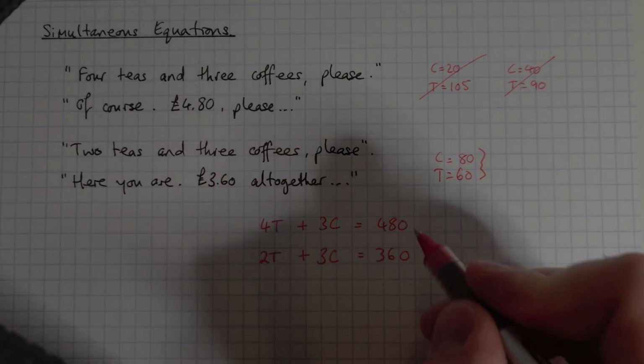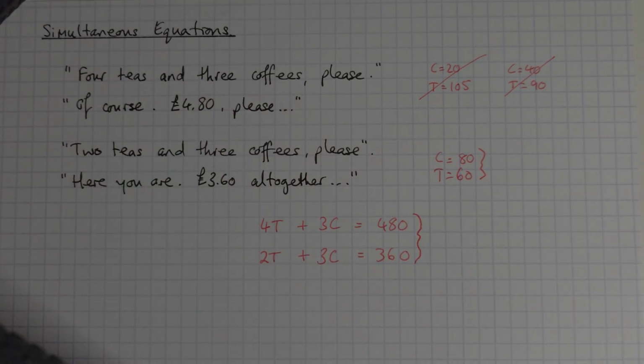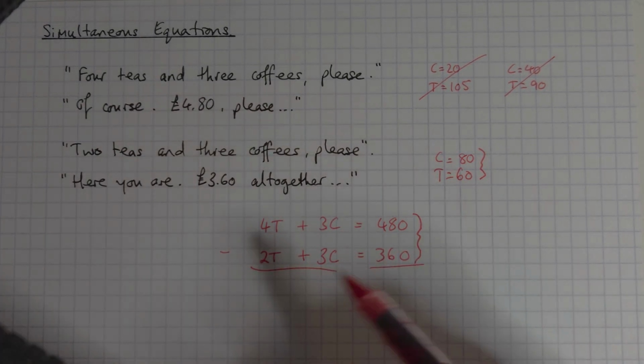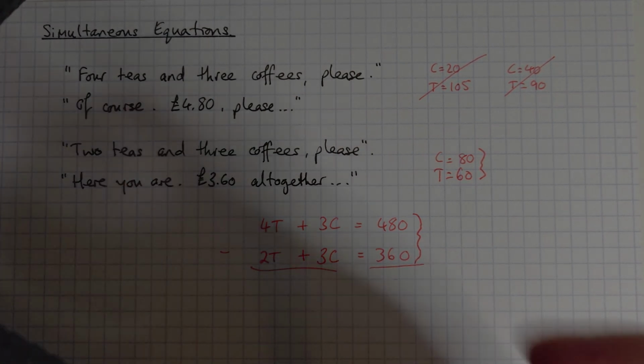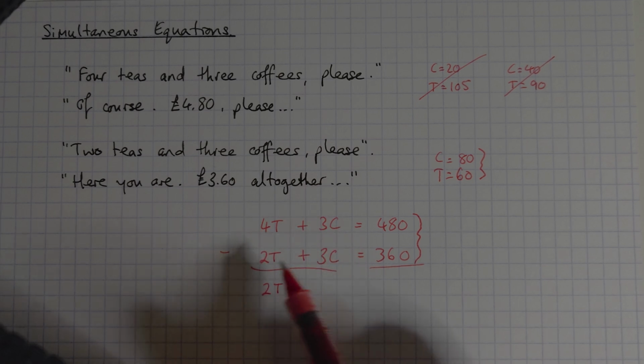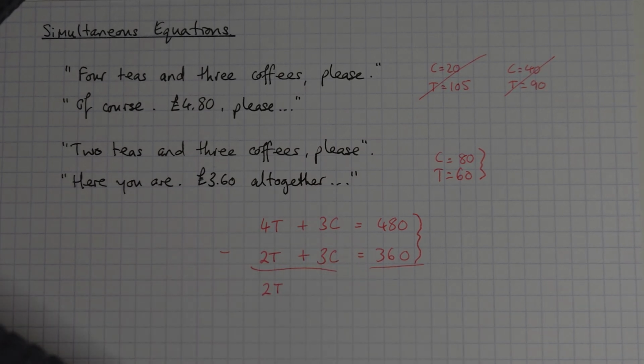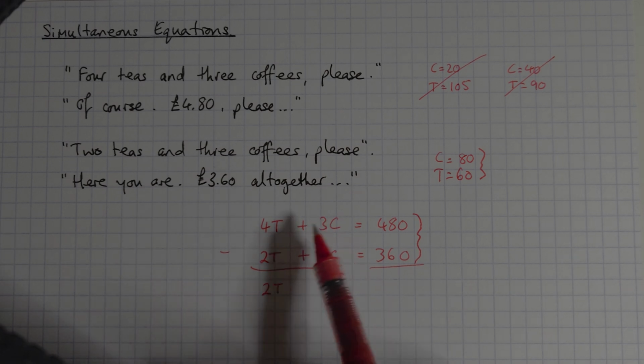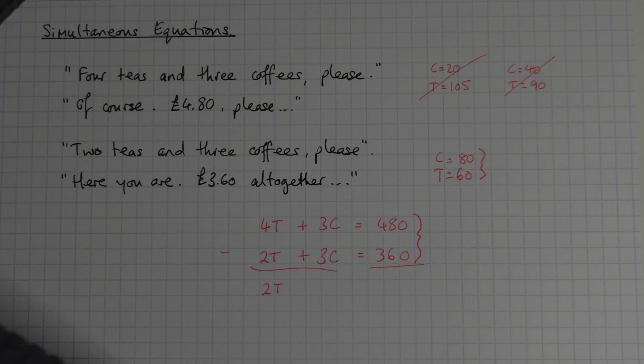Difference means take away. So what I'm going to do is everything on the top, take away everything that's on the bottom. And this should remind you of what you were doing last lesson with the negative numbers. We subtract in columns. So let's go ahead. 4t, take away 2t is 2t. 3c, take away 3c is nothing. You can write plus 0 if you like, but nobody would. It's just 0, isn't it? 3c, take away 3c, cancels out, nothing left.